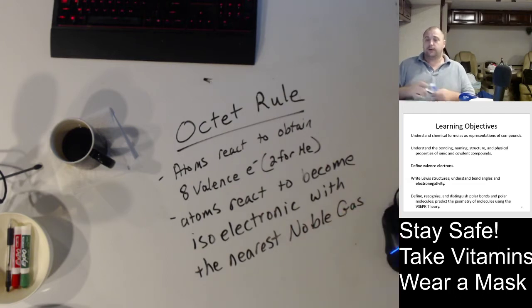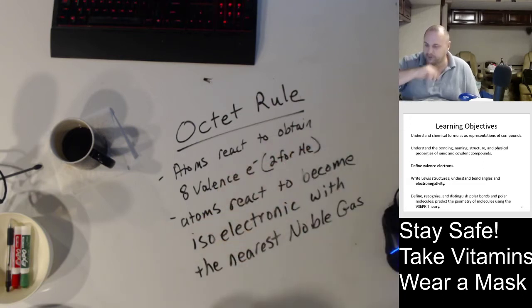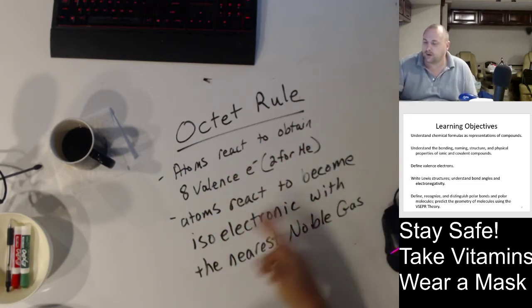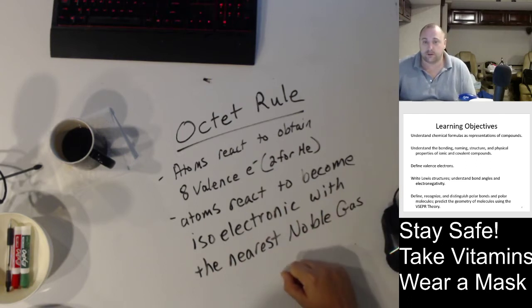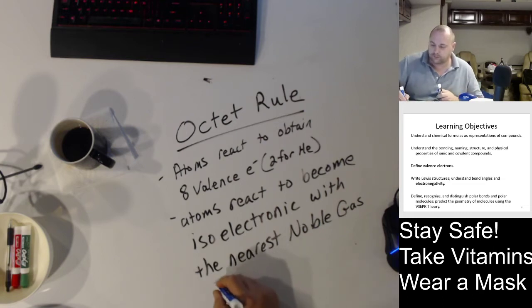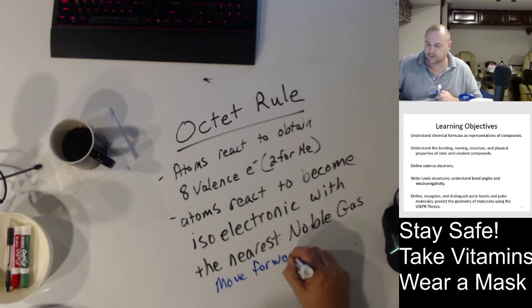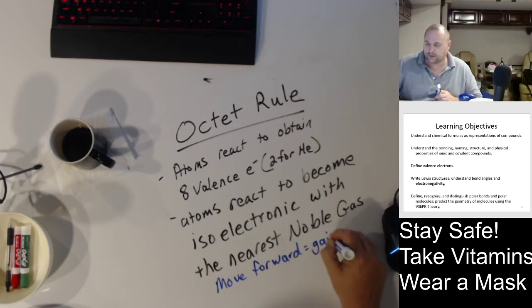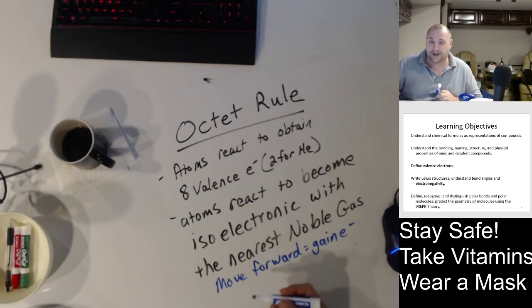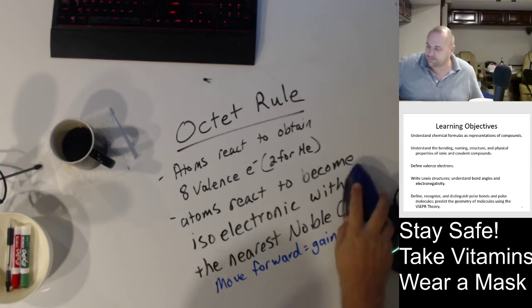Okay. Now this kind of helps us to come up with a plan here. Either we're trying to get to 8, or 2 if we're talking about helium, or we're trying to follow the noble gases. So we want to keep in mind, you move forward a box on the periodic table, that's gaining an electron. Move back, it's losing an electron. Okay, all right, easy enough.